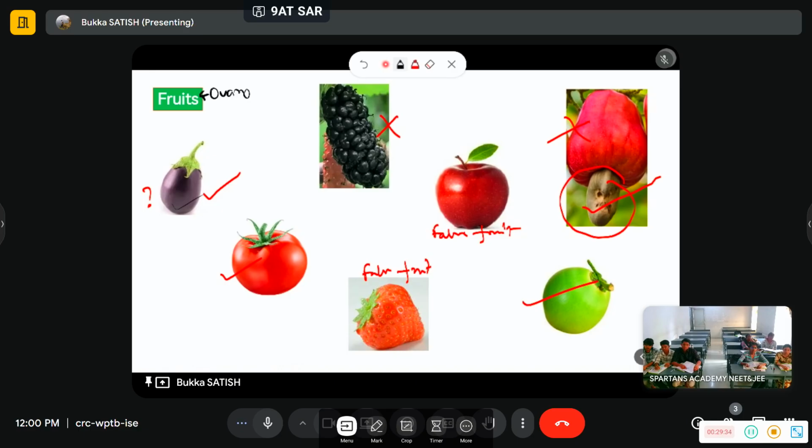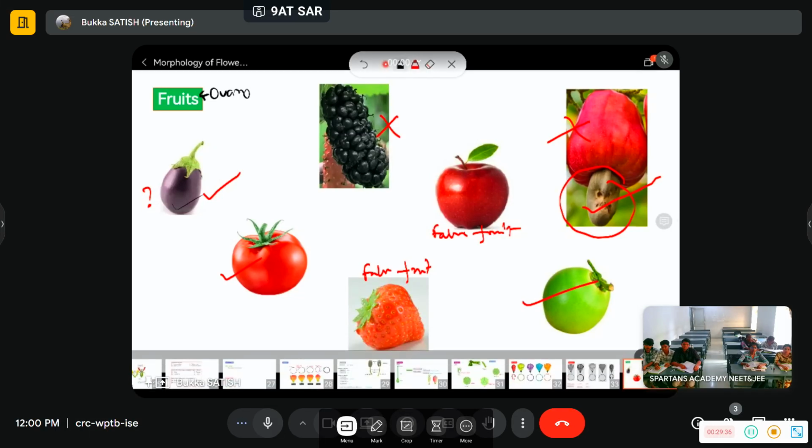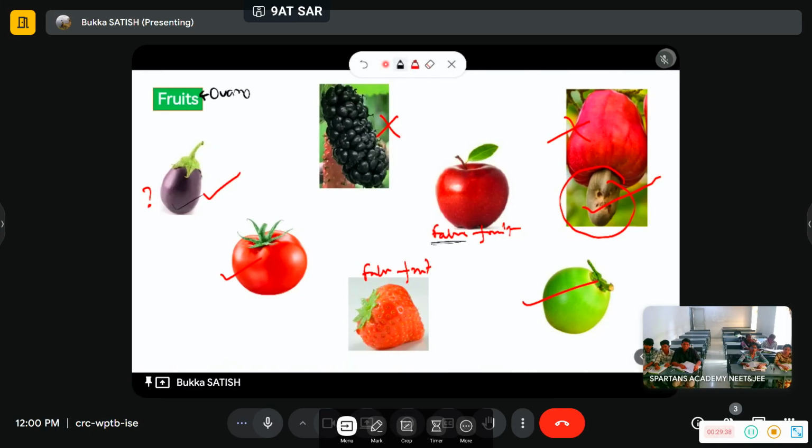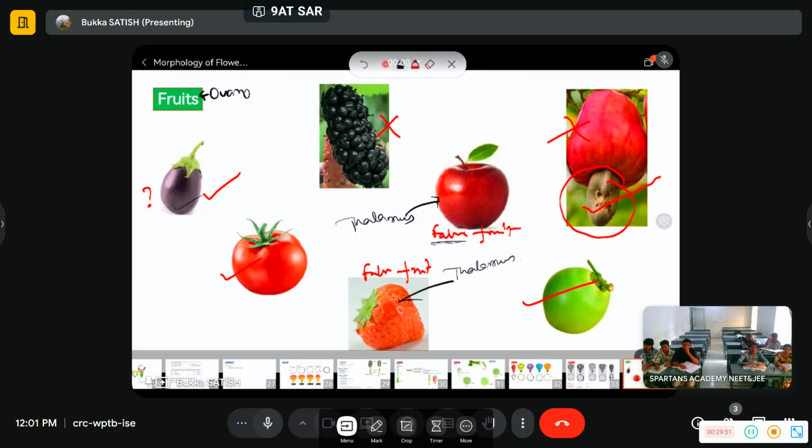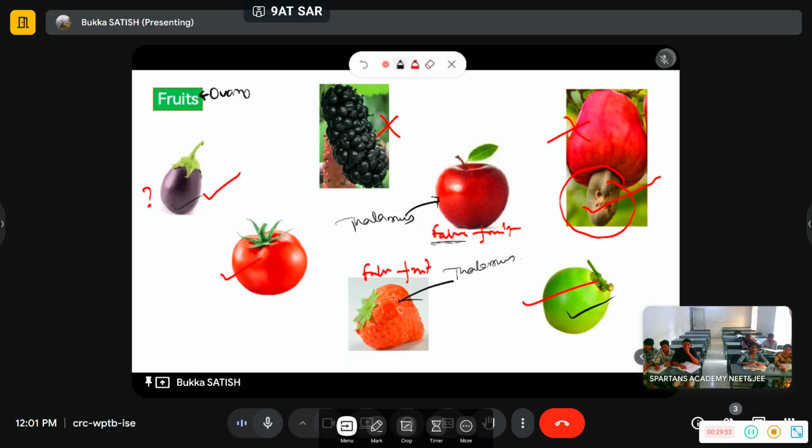Technically, botanically speaking, tomato is a fruit. Apple is actually a false fruit because the fleshy structure here develops from the thalamus. Same thing with the strawberry, the fleshy part is developed from the thalamus. Coconut is a true fruit. And in the cashew nut, this nut is actually the fruit, not this fleshy part. This is again developed from the thalamus only.